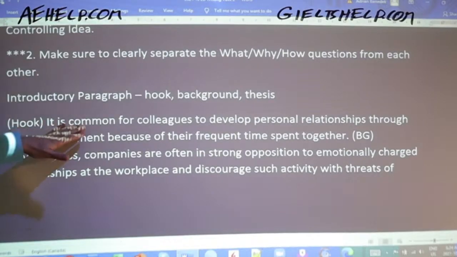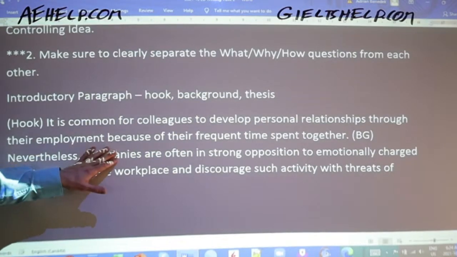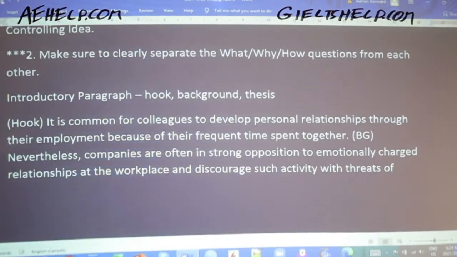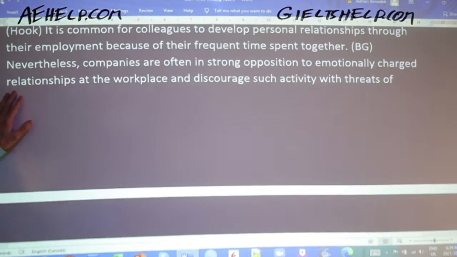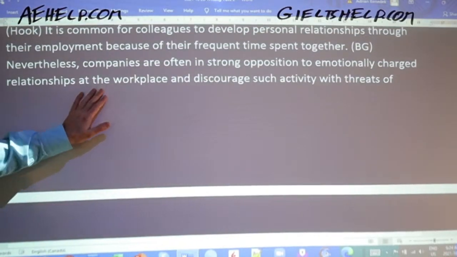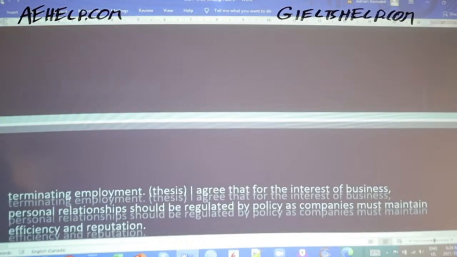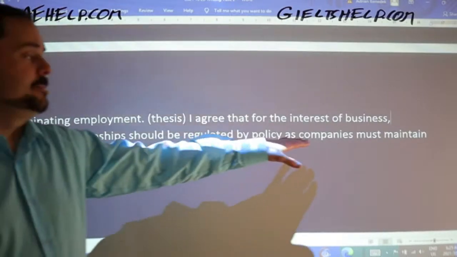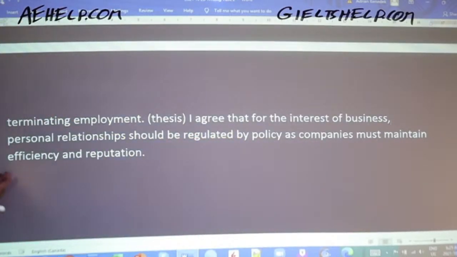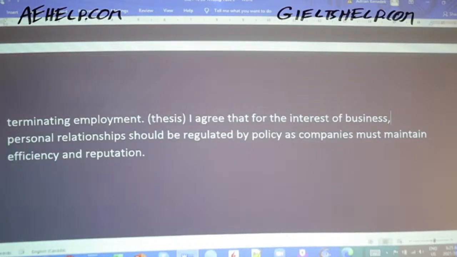So here we go. It is common for colleagues to develop personal relationships through their employment because of their frequent time spent together. Nevertheless, companies are often in strong opposition to emotionally charged relationships at the workplace and discourage such activity with threats of terminating employment. I agree that for the interest of business, personal relationships should be regulated by policy as companies must maintain efficiency and reputation. Now, when I read that, it reads well.